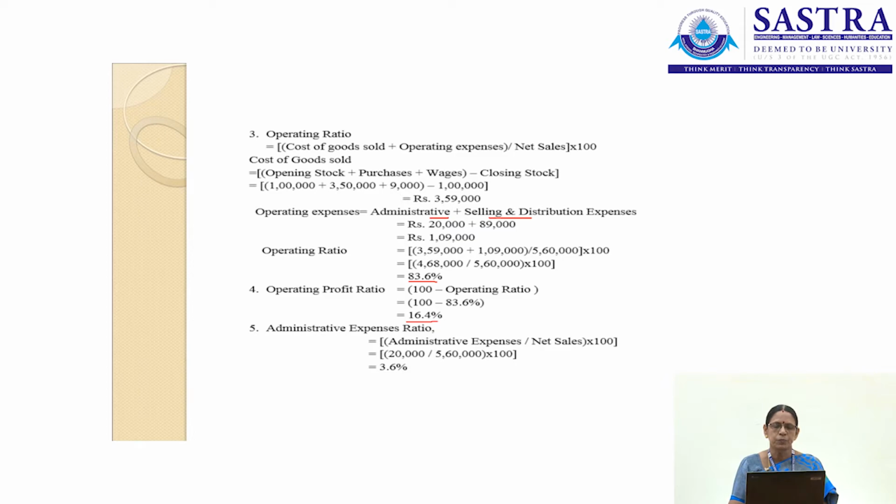Administrative expenses ratio, we are going to calculate each and every expense which is related to your net sales. Administrative expenses divided by your net sales into 100, that is 20,000 divided by 5,60,000 into 100, that is 3.6. This means that for every 100 rupees of sales, 3.6% is the administrative expenses. So we have calculated the GP ratio, operating ratio, operating profit ratio, then administrative expenses ratio.